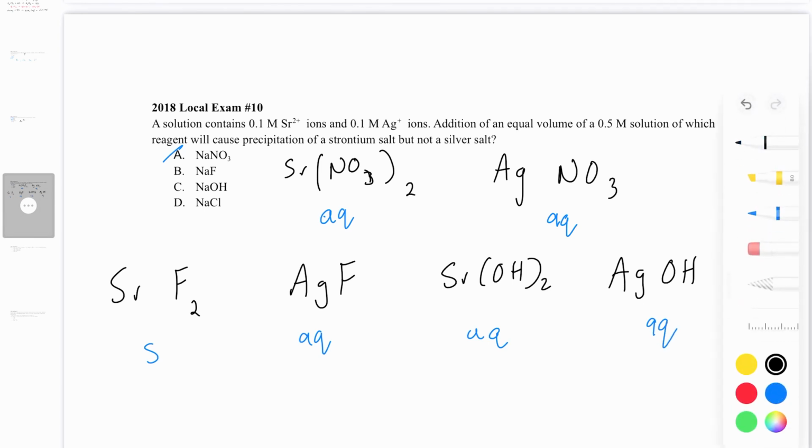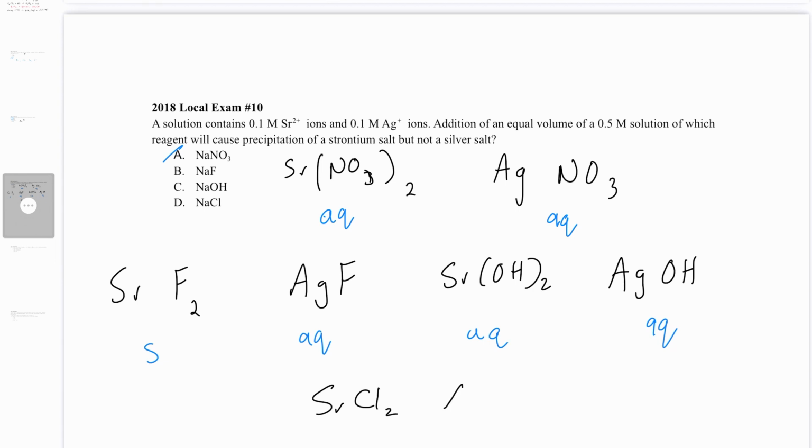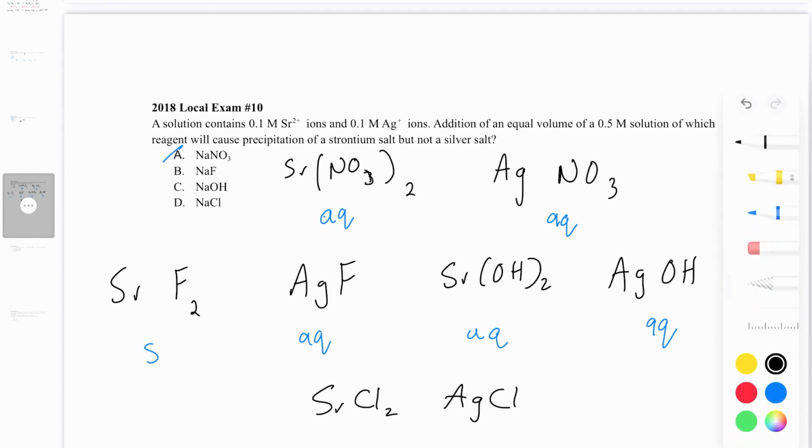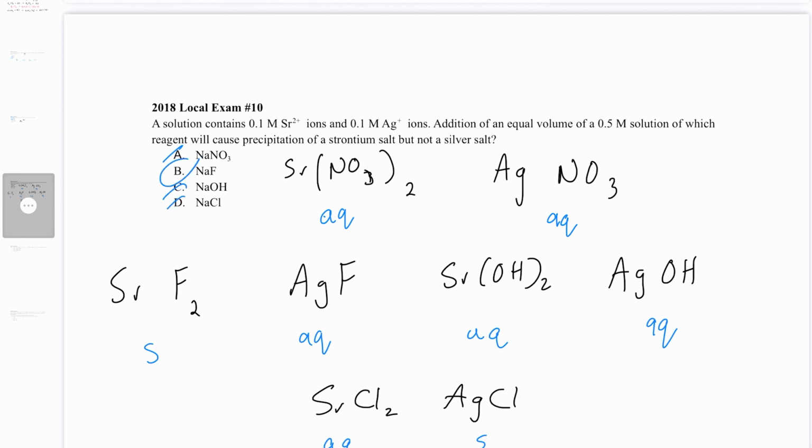And let's check the last one. So you have strontium chloride, and you have silver chloride. Strontium chloride is soluble, aqueous, and silver chloride is insoluble, so it's a solid. But this is the reverse of what our question asks us. We want to find what causes the strontium to be a solid and the silver to be aqueous. So A, C, and D are incorrect, and B is the right answer.